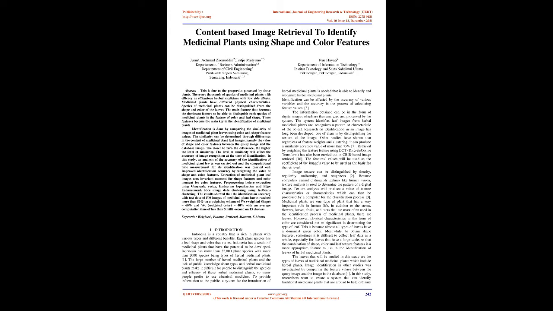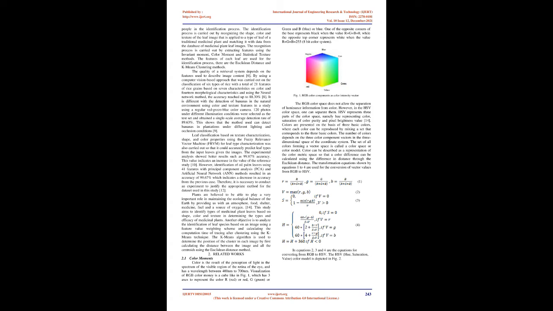The large number of herbal medicinal plants and the lack of public knowledge about types and herbal medicinal plants make it difficult for people to distinguish the species and efficacy of these herbal medicinal plants, so many people prefer to use chemical medicine. To provide information to the public, a system for the introduction of herbal medicinal plants is needed that is able to identify and recognize herbal medicinal plants. Identification can be affected by the accuracy of various variables and the accuracy in the process of calculating feature values.